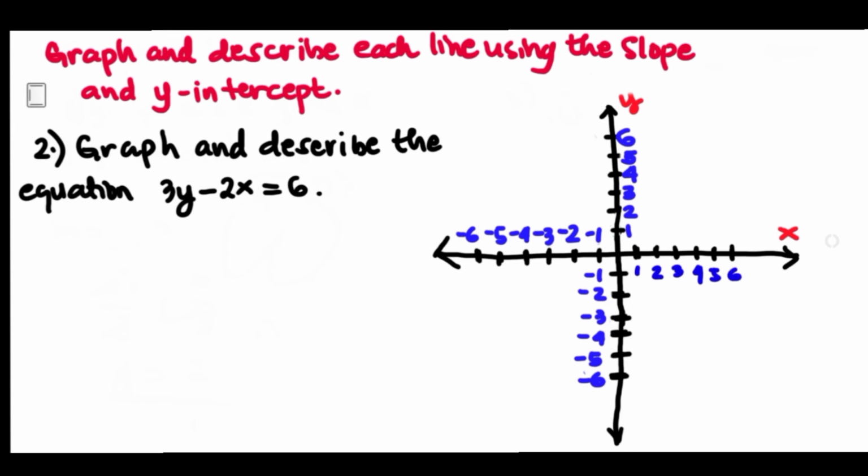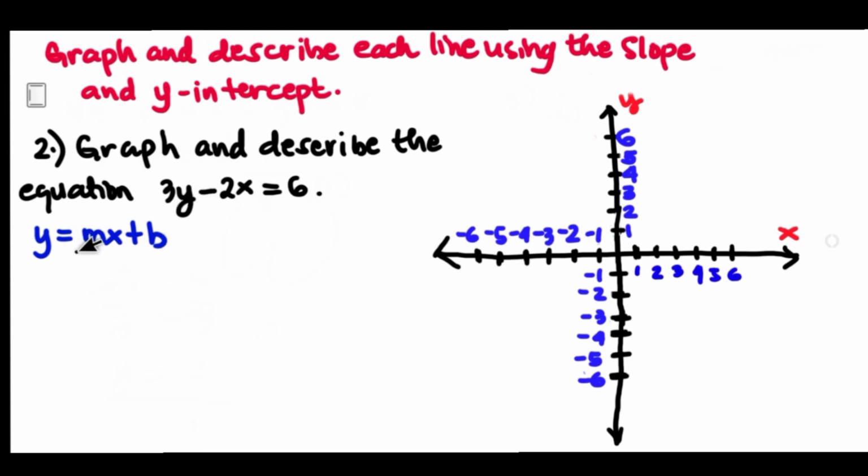So, let's have the next one. For the last example, number 2, graph and describe the equation 3y minus 2x is equal to 6. To make it easier to graph, let's rearrange it into the form y is equal to mx plus b. So, from standard form 3y minus 2x equal to 6, we will make it into y is equal to mx plus b.